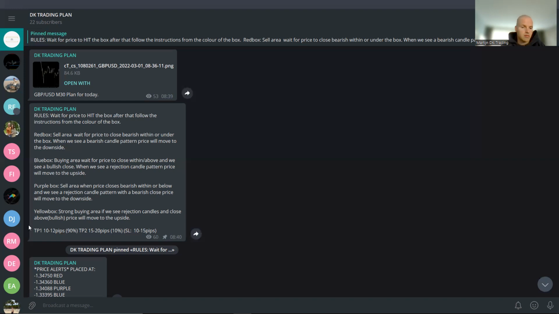So TP1 is around 10 to 12 pips. I usually take 90% of my position. So that's the main focus, the TP1. TP2 is mostly when we got high volume in the market, high volatility, and that's when you get the TP around 15 to 20 pips.